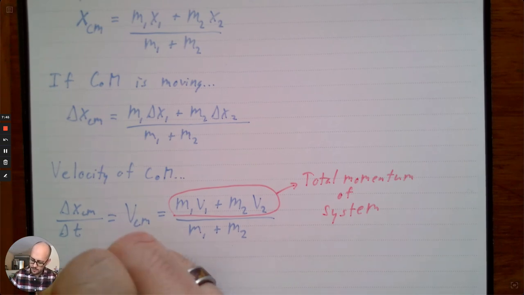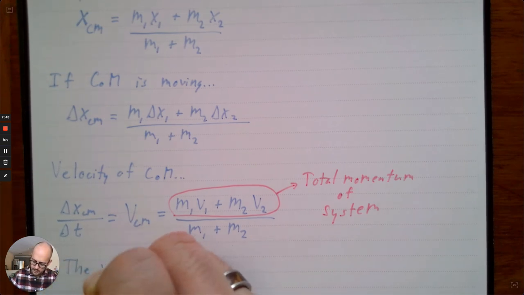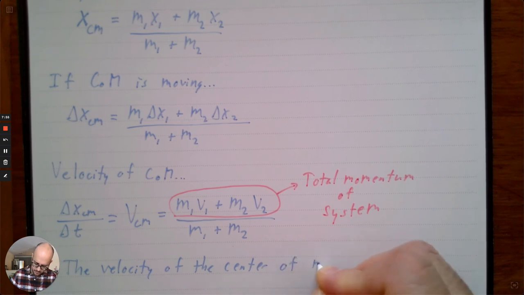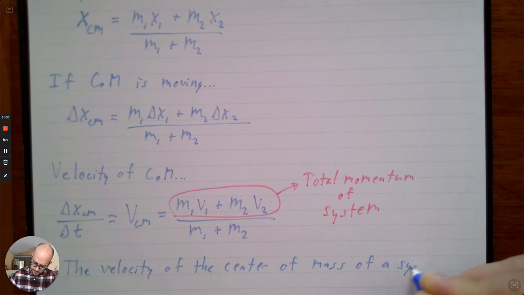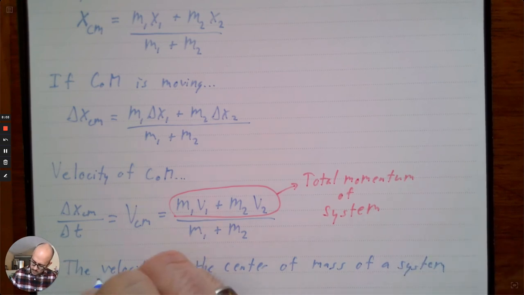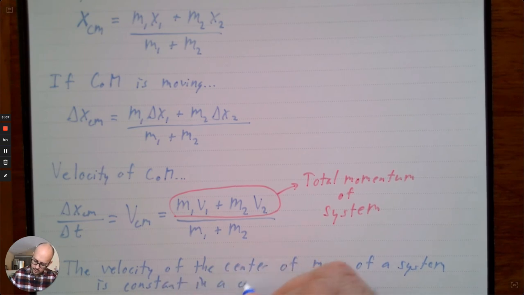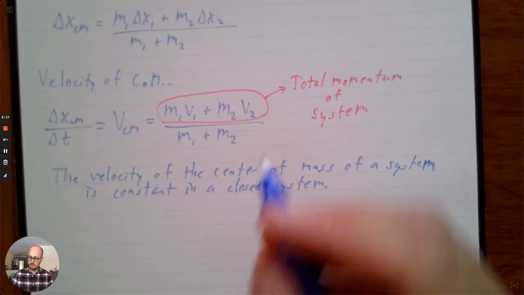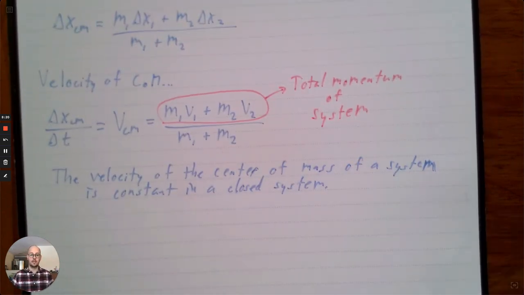And so we arrive at this idea that the velocity of the center of mass of a system is constant in a closed system. Okay. And so that's a pretty important idea.